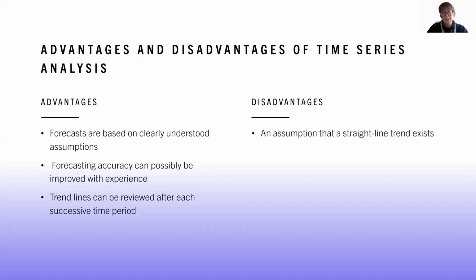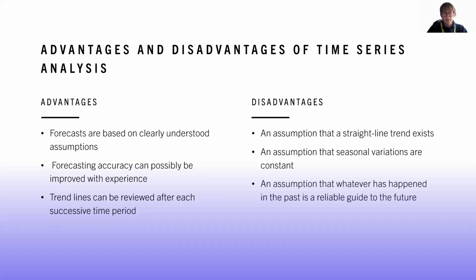On the other hand, a big drawback is that there is an assumption that a straight line trend exists, which isn't always going to be the case. There is also an assumption that seasonal variations are going to remain constant. There is an assumption that whatever has happened in the past is a reliable guide to the future. Like I've previously said, it is not always going to be the case whereby what's happened in the past is going to happen in the future. Think about all the advancements in technology that are currently playing a big role in society. Look at the advancements in artificial intelligence as a big example to that.